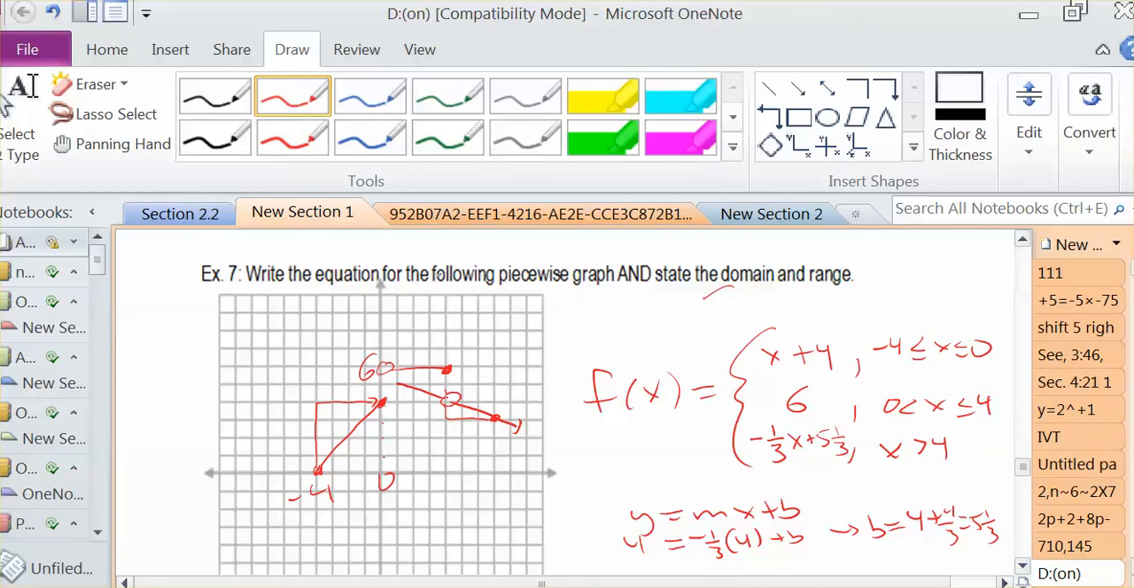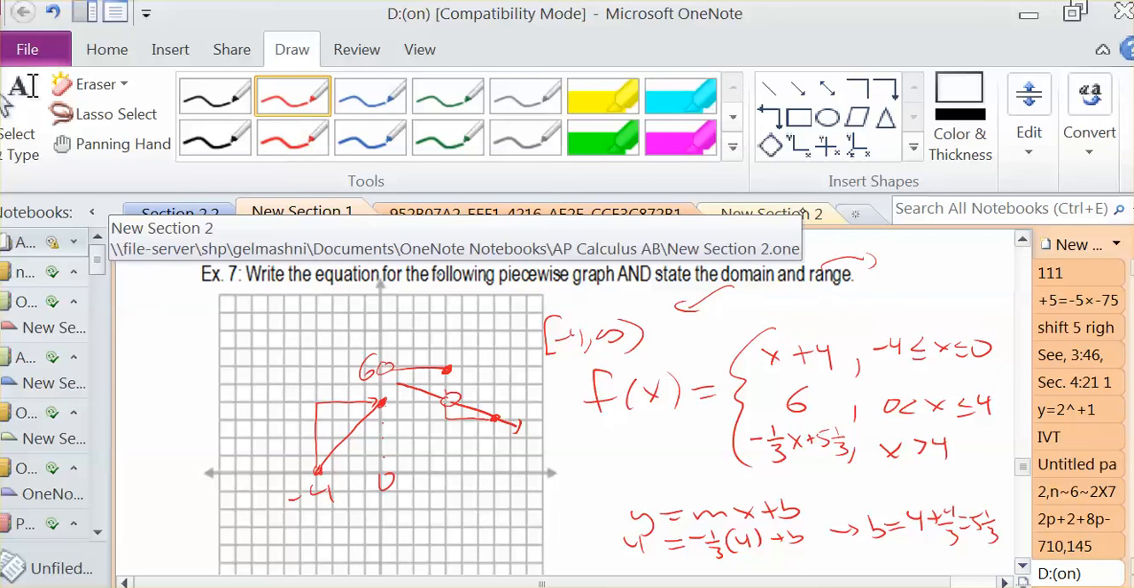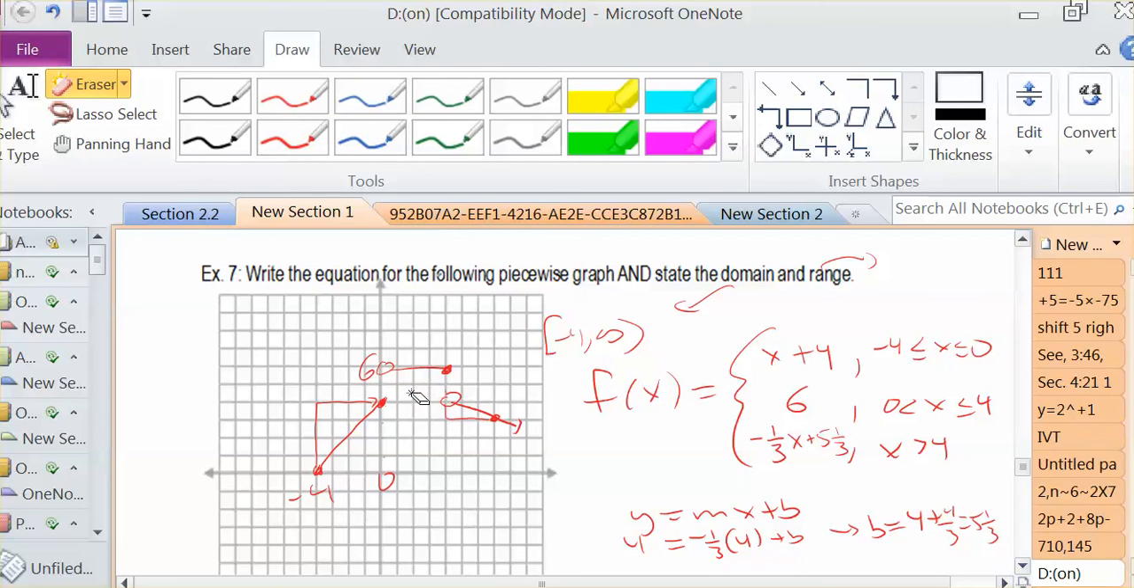Now our domain is not all real numbers. It starts at -4. It goes forever towards infinity. And the range here apparently goes from 0. Actually, it will go all the way down towards -infinity. So it's going to be from -infinity to 4. And 4 is actually included.